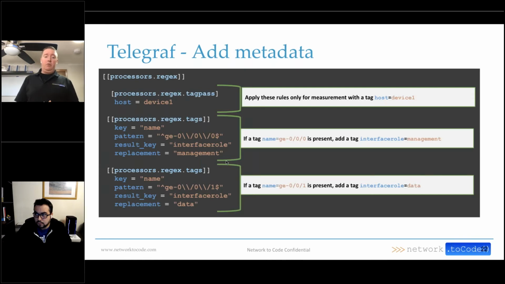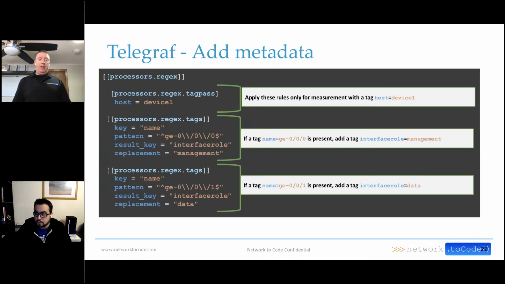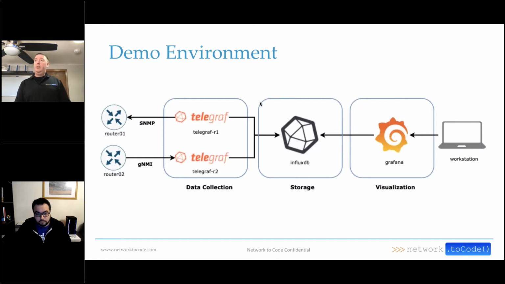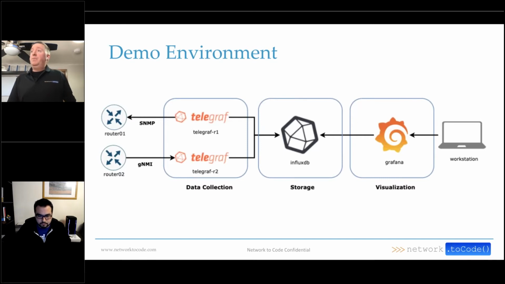And then secondly, we're going to say the gig001 on the second pattern there, we'll take and create the tag interface role and send that off to data. So with that, I'm going to go ahead and hand this over to David to get into the demo.